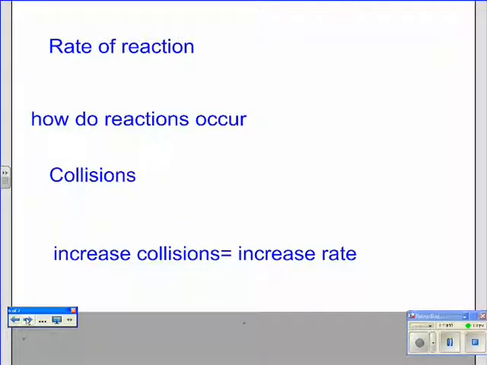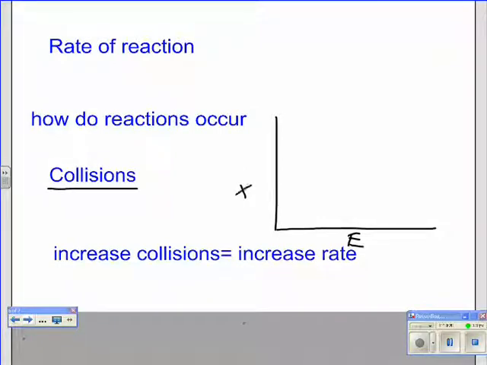First of all, we have to talk about how the reactions actually occur. Reactions occur because molecules collide and supply energy. If we were to look at a graph of energy versus number of particles that have a certain amount of energy, we would have a graph that looks like this, a nice bell-shaped graph.